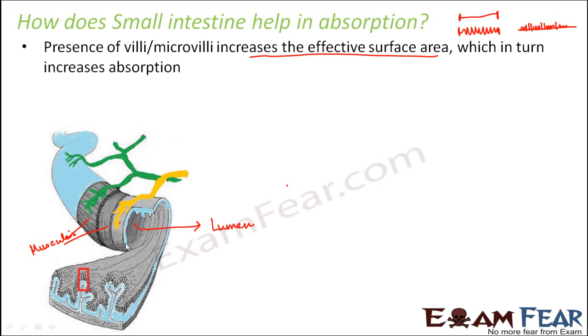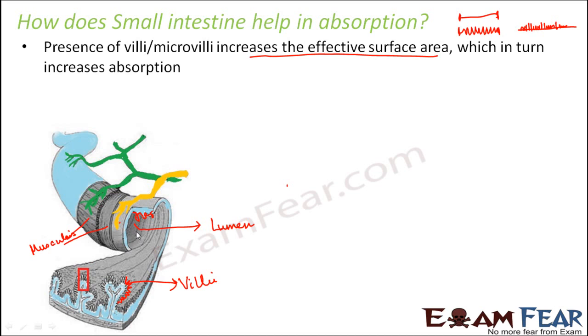Now if you see this folding on the inner side, here you have structures like this, and these structures are villi. Here I have just unfolded this part and I am trying to tell you what villi are. Here you see some finger-like projections, right? These finger-like projections are villi. Now these villi are actually on the inner side of this tube.